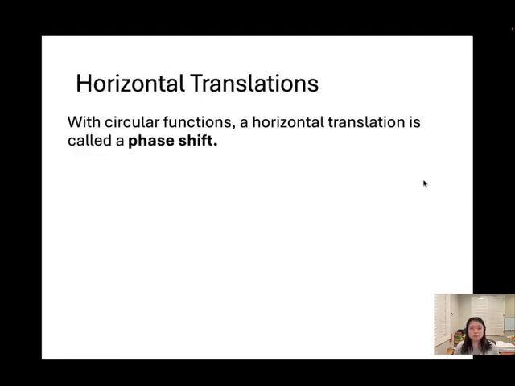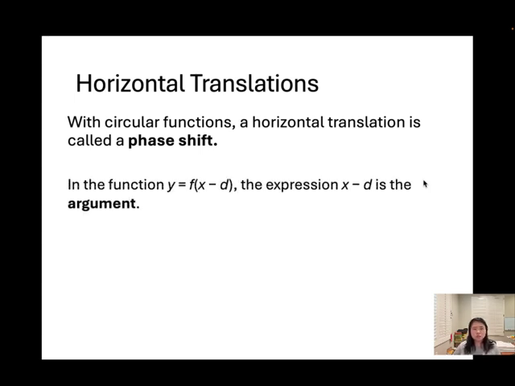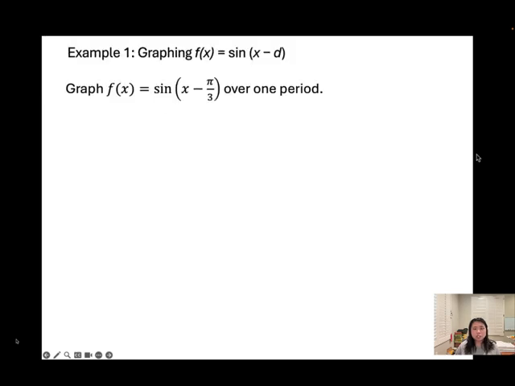With circular functions, a horizontal translation is called a phase shift. In the function y equals f of x minus d, the expression x minus d is the argument. Okay, this is what we call the argument. Look at the example.